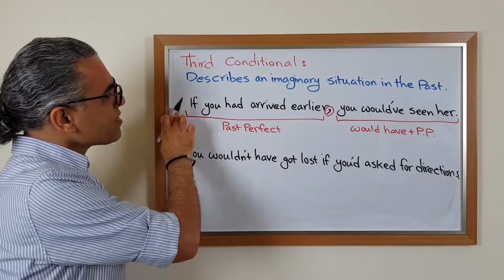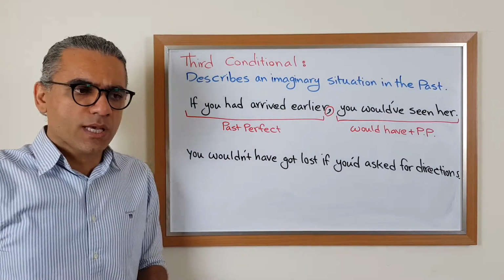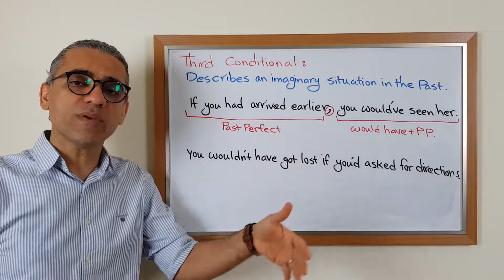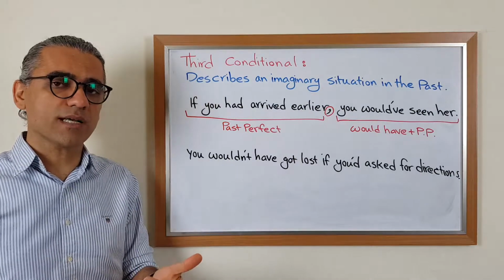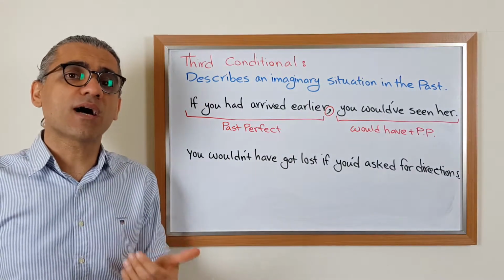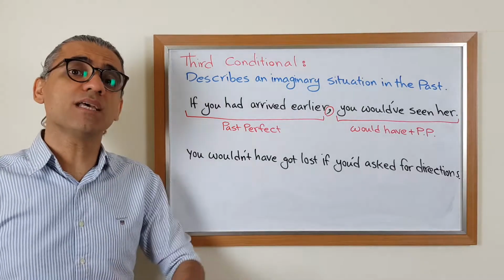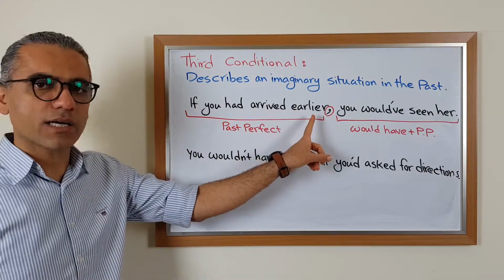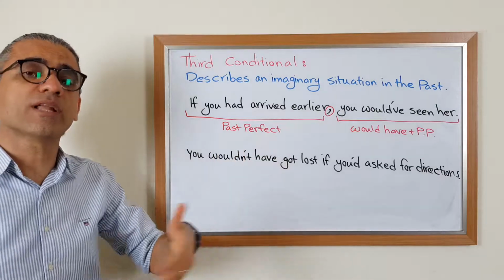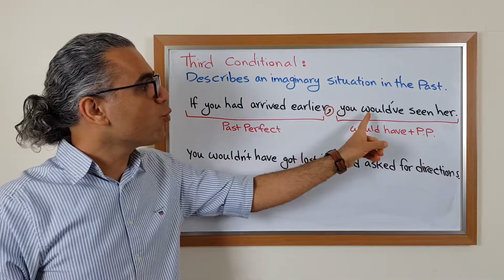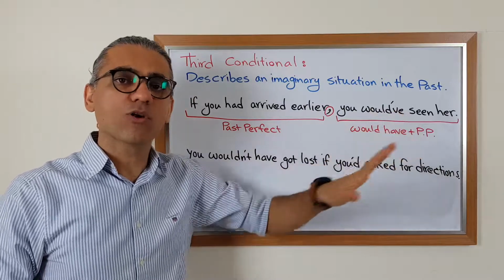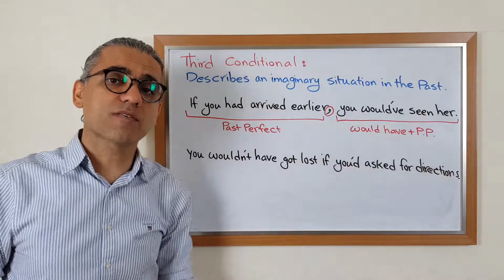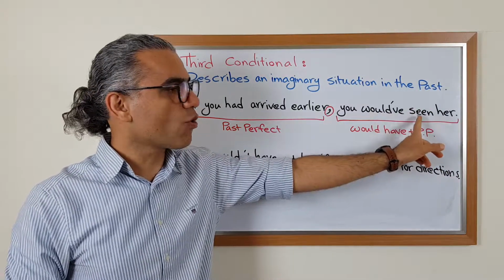All right, now we say if you had arrived earlier. Let's talk about the meaning of this sentence. When we say if you had arrived earlier, it means we are talking about the past, and besides, that person didn't arrive early enough. That is why we call it an imaginary situation in the past, because it didn't happen. If you had arrived earlier, an imaginary condition in the past, you would have seen her. Would have, we always have in the third conditional in the consequence, plus the past participle of the main verb. So see, saw, seen her.